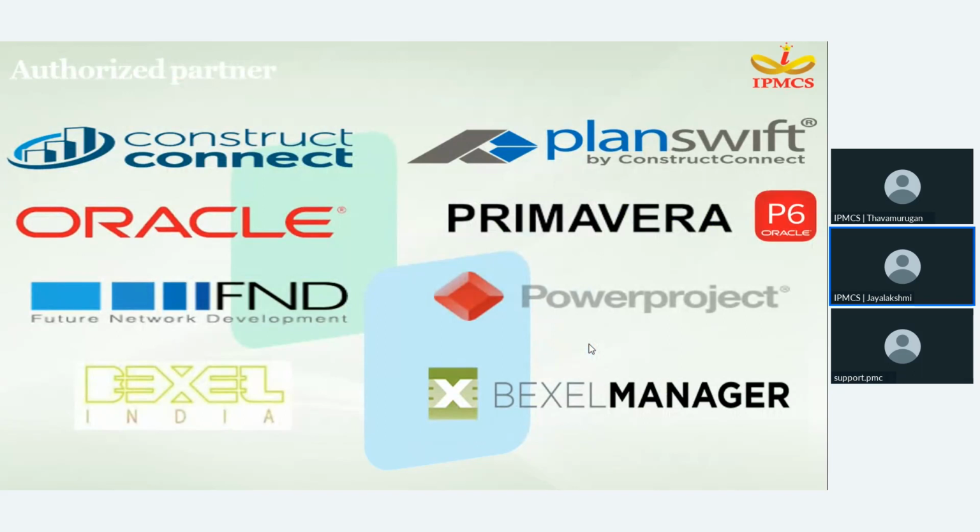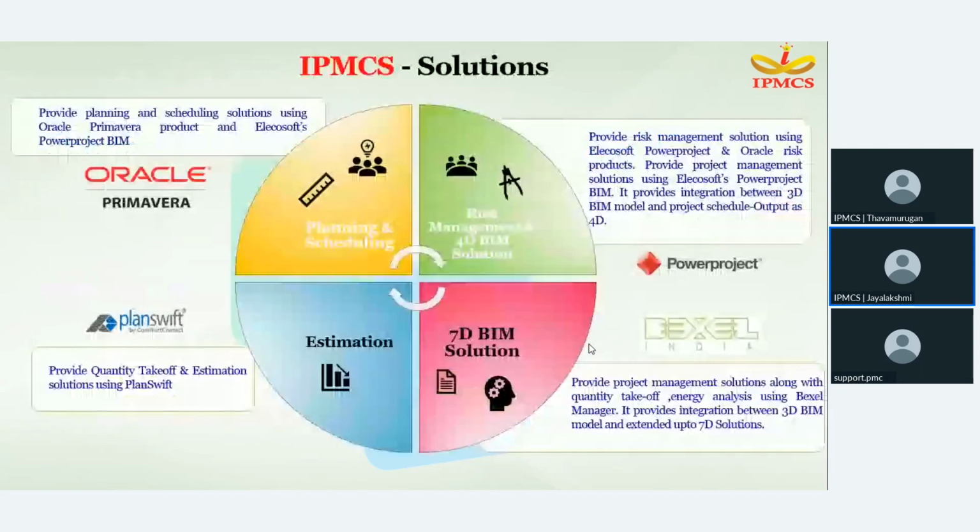Let us see briefly what these software do. Oracle Primavera is mainly used for planning and scheduling. Power Project is also a planning and scheduling software, which can also be used for risk management and 4D BIM solutions. PlanSwift is a quantity takeoff and estimation solution. Then Bexel Manager is mainly used for 7D BIM solutions.